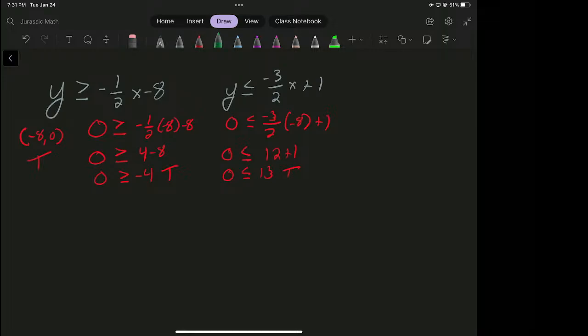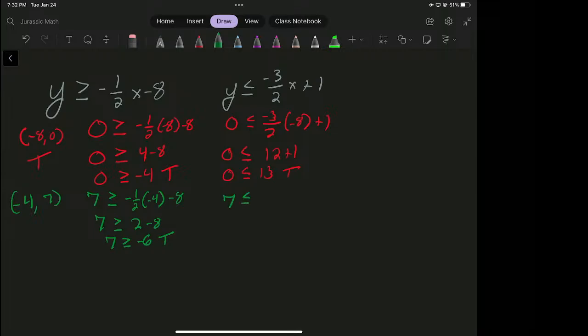Now I'm going to try negative 4 and positive 7. And once again, because it's asking for which one is not a solution, that means I have to just plug them in until I find one that's false for one of them at least. So is 7 greater than or equal to negative 1/2 times negative 4 minus 8? Once again, that's going to be a 2 minus 8. Negative 6, that's a true statement.